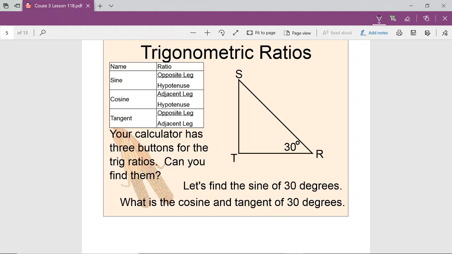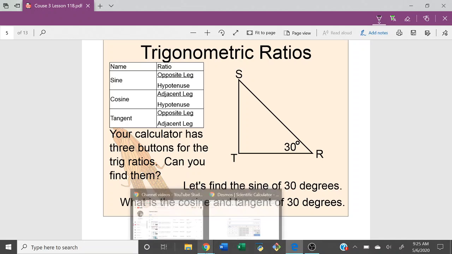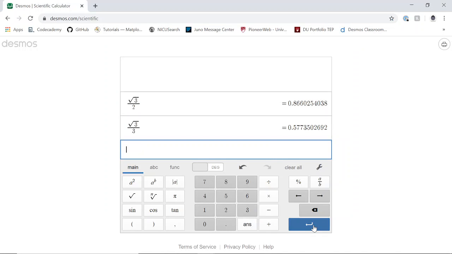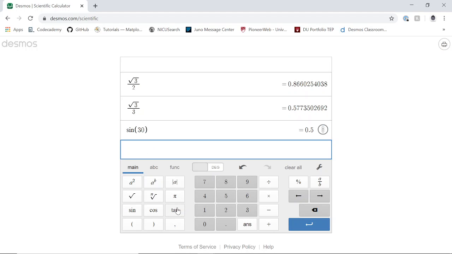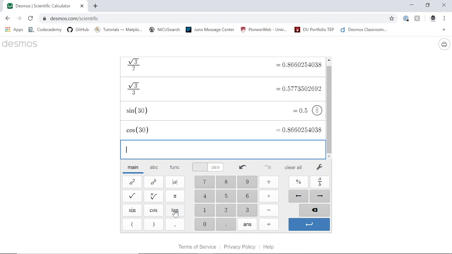So sine, before we got 0.5. So let's use our calculator here and say, all right, well, what is the sine of 30 degrees? And we get 0.5. Well, let's try it again. What is the cosine of 30 degrees? We should get this root 3 over 2 like we did before. Let's see, cosine of 30 degrees is 0.866. And lastly, tangent of 30 degrees should give us this 0.577. So tangent of 30 is 0.577.